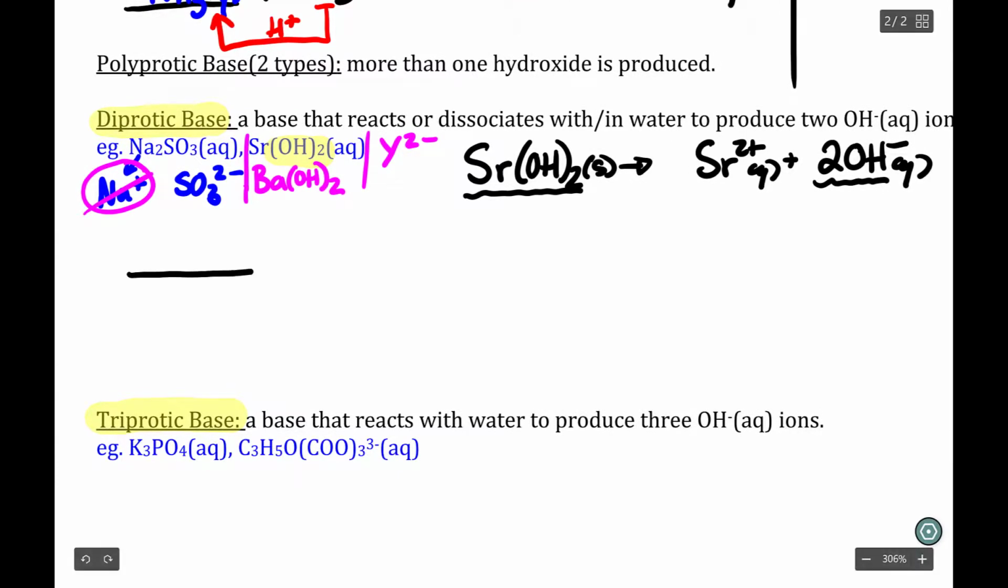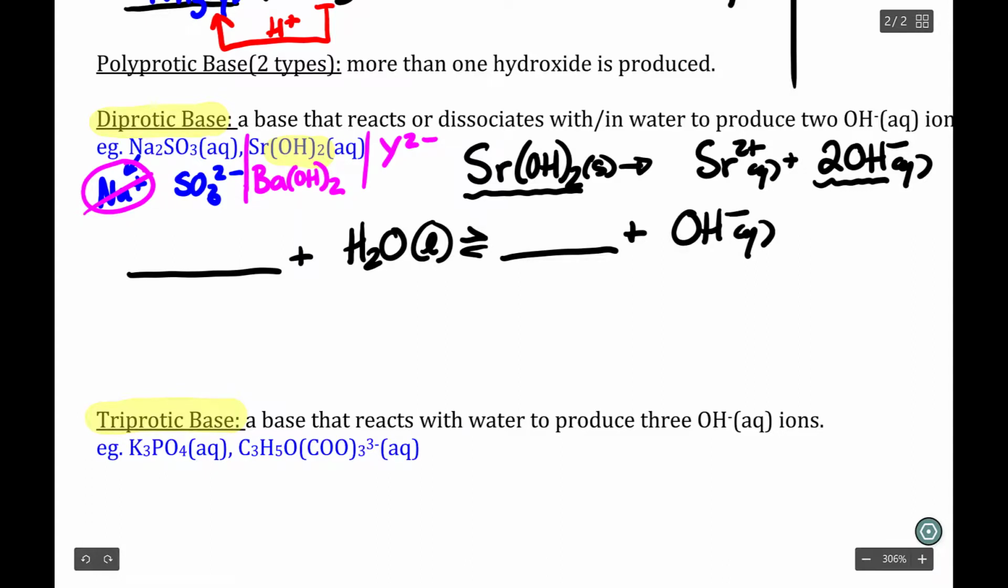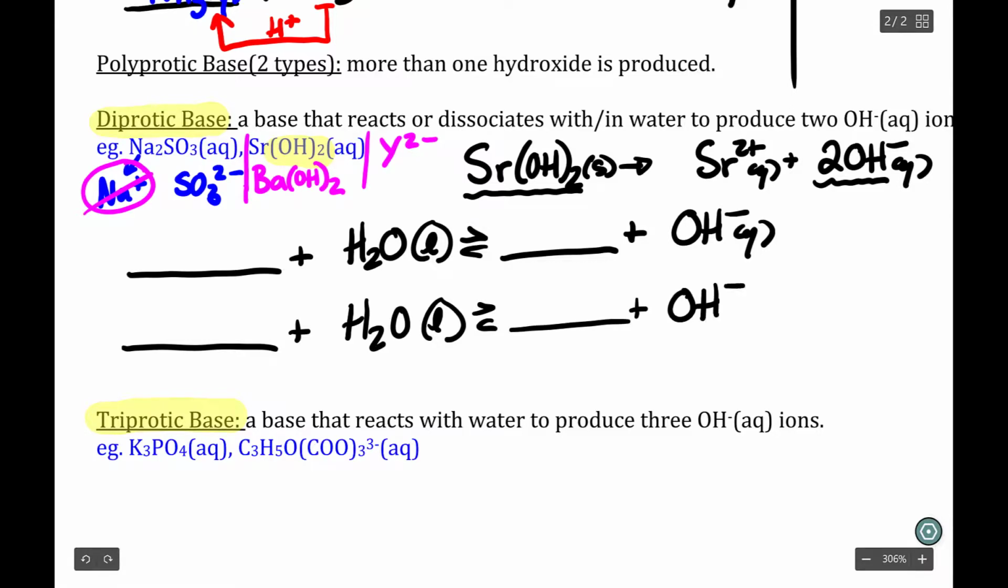So again, I just do blank plus water. Because this is a weak base, equilibrium arrows, blank plus OH minus, and I know it's OH minus because it's a base. Here's my second step, blank plus water is in equilibrium with blank plus hydroxide. Now I just have to fill in those blanks. So starting with SO3 2 minus, aqueous, this hydrogen from water would be donated here.